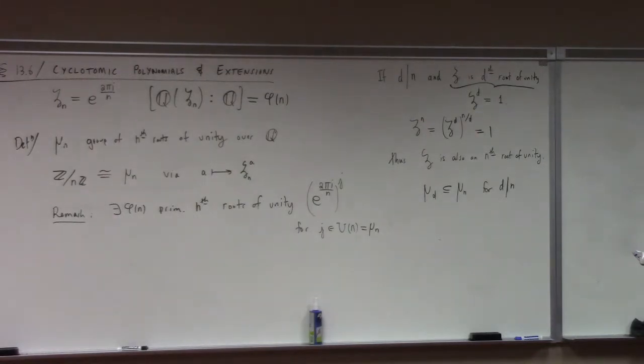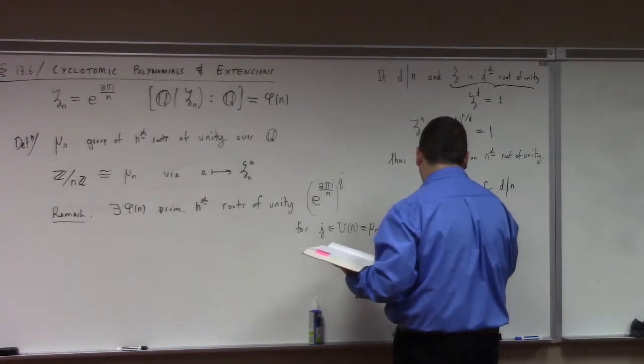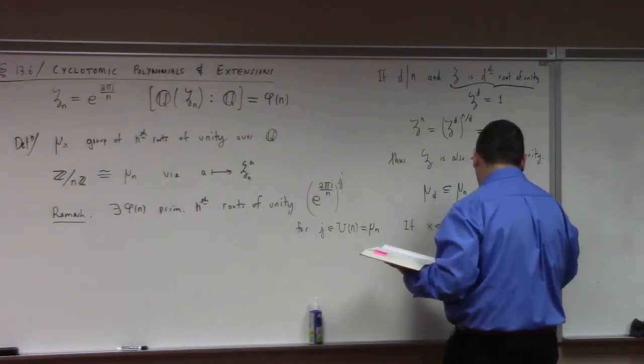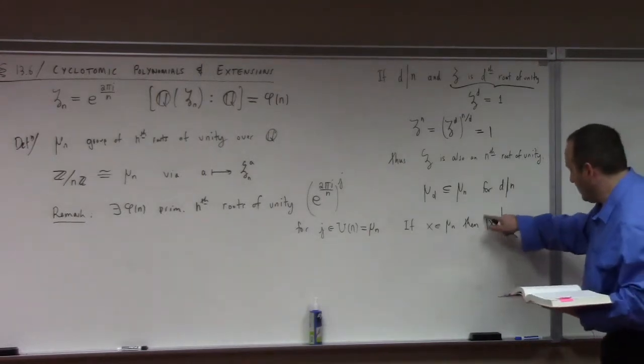So, where are we? Conversely, the order of any element of the group. If x is an element of mu n, then the order of x must divide n as well, right? Because if it's in a group and the group has order n, we know the theorem that the order of any element must divide the order of the group. The element generates the cyclic subgroup with the same order as the element, and that's a subgroup. So by Lagrange's theorem, it must have order which divides the group. So just a little bit of group theory to remind you.